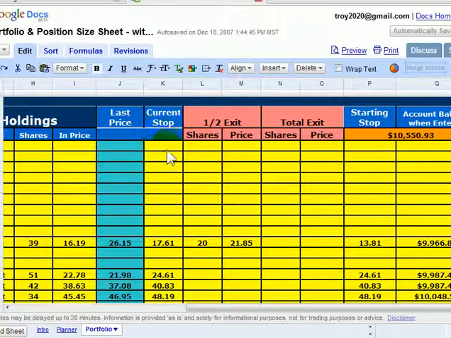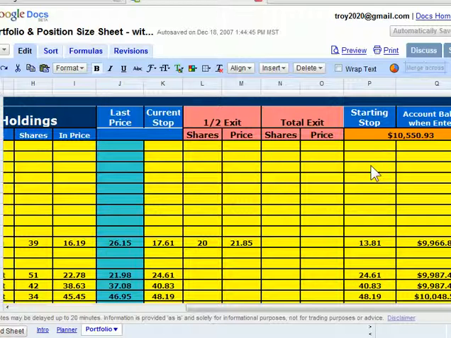The other part is, where is your stop currently? Then you have two sections for exits. This first section where it says half exit, this is used if you take partial profits on a trade. If you're not taking partial profits on a trade, just use the total exit section.